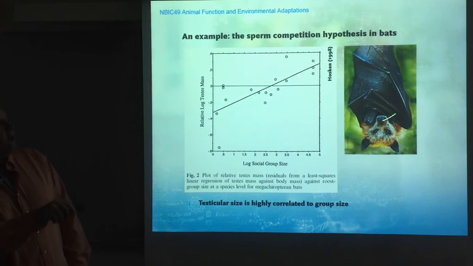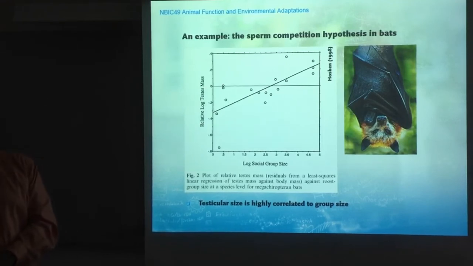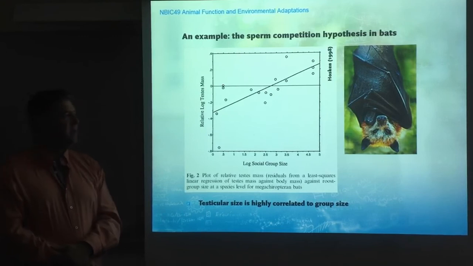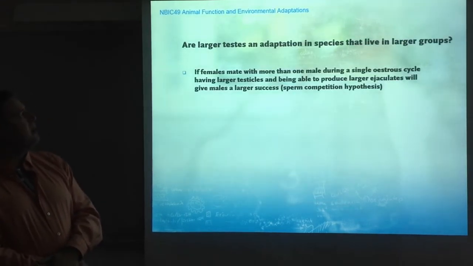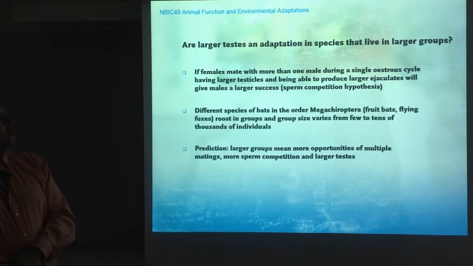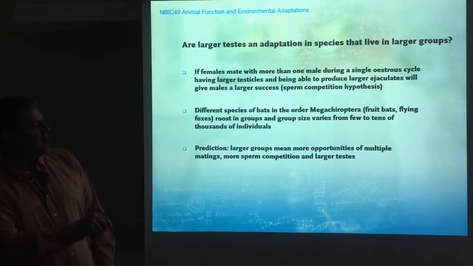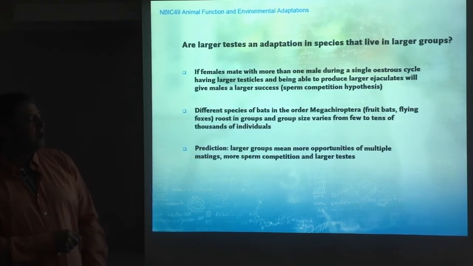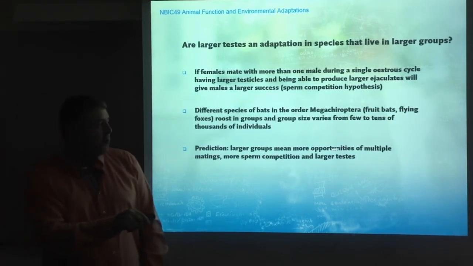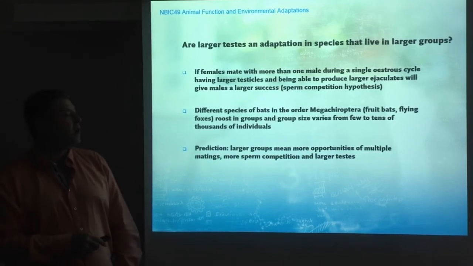This data set is for some bat species, and it would seem to support this statement, the sperm competition hypothesis. There is a problem here, however, and that problem is illustrated in the next example. This is explaining what I just told you. The prediction would be that species that live in larger groups offer more opportunities for multiple matings, therefore there is more sperm competition and larger testes.